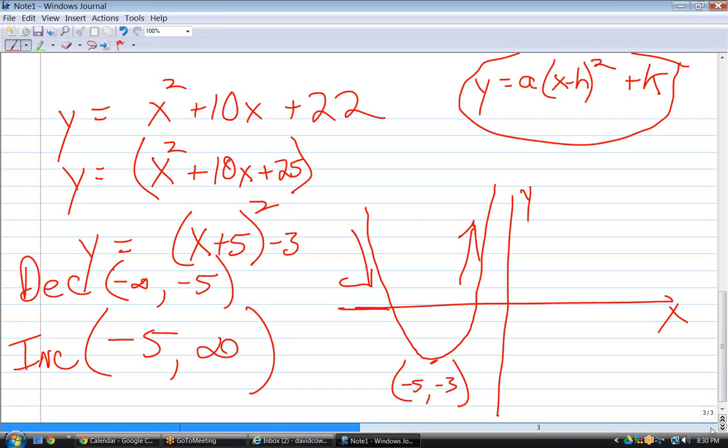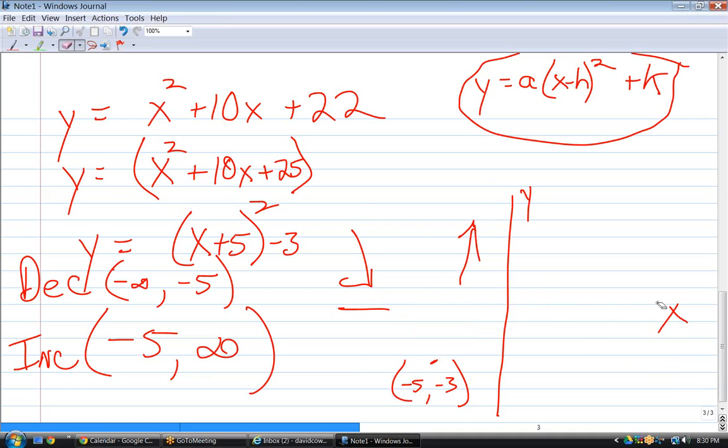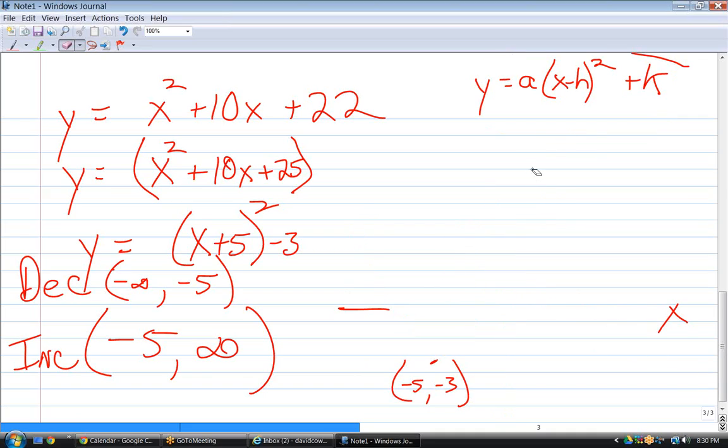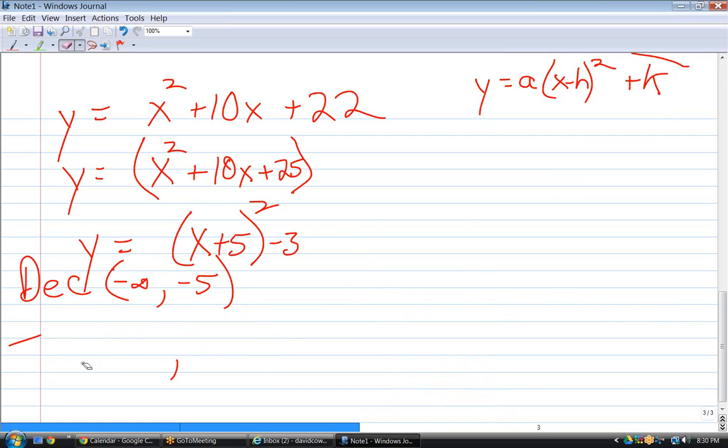Anything else about that particular function? No. Okay. Do we have another one of those to do? Should I leave this general format up? No. All right.